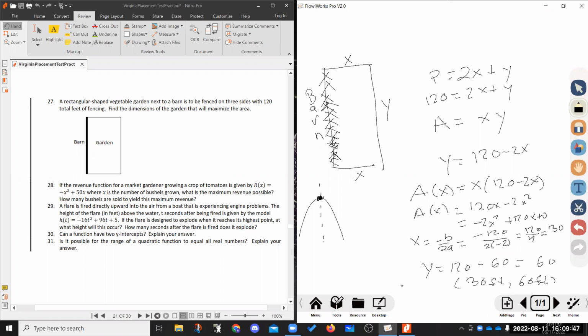Our maximum area is going to be 30 times 60, which is 1,800 square feet.